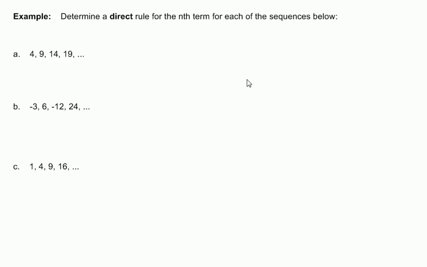Now that we have some comfort level with writing out sequences given a rule, or finding the next terms in a sequence given a few terms already establishing a pattern, now what we want to do is try to figure out, once we see that pattern in the sequence, how can we write a direct rule for the nth term of the sequence. Now, it's important to understand when the directions ask you for a direct rule, that does not mean a rule using the previous term.